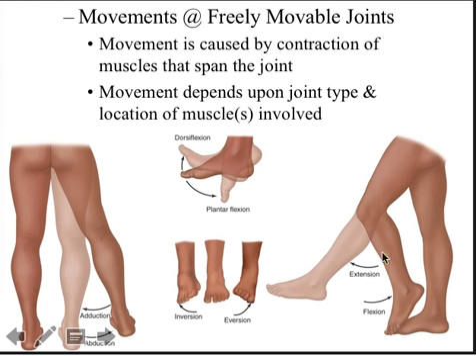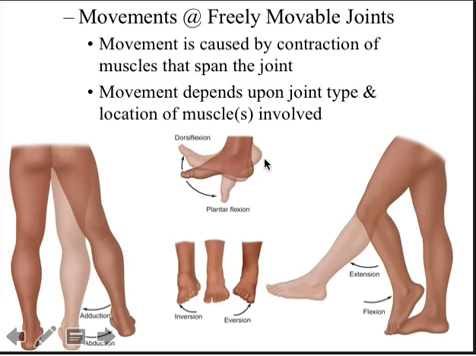Flexion and extension. Flexion is to reduce the angle between two body parts in anatomical position, while extension is to increase the angle between two body parts in anatomical position. Inversion and eversion, you can see this here with the foot. Inversion is to turn the sole of the foot inward towards midline, while eversion is to turn the sole of the foot outwards away from midline.